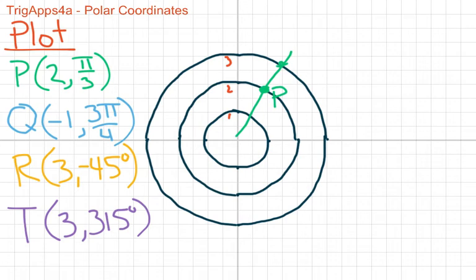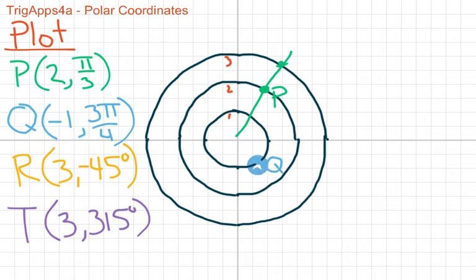Second one, Q, says 3 pi over 4, so let's create that angle first. Here's 1 pi over 4, 2 pi over 4. 3 pi over 4 is over here in quadrant 2. And if I were to move out 1, 2, 3, that would be a positive r. But a negative r would be in the opposite direction. So that would be right here. So here's 1, here's 2, here's 3, here's negative 1, negative 2, negative 3. So that point is called Q.